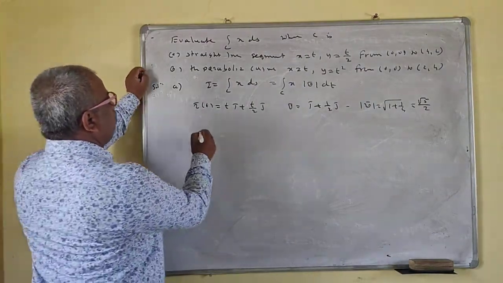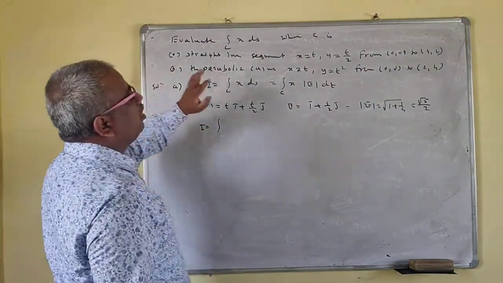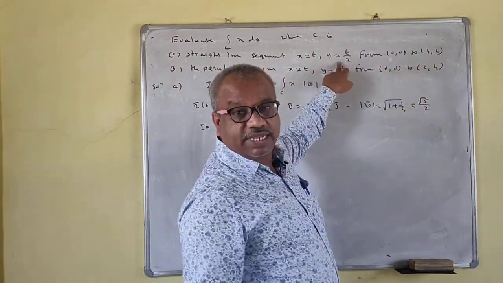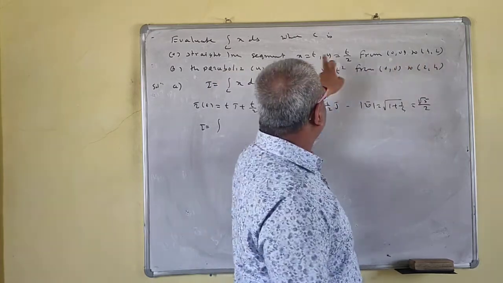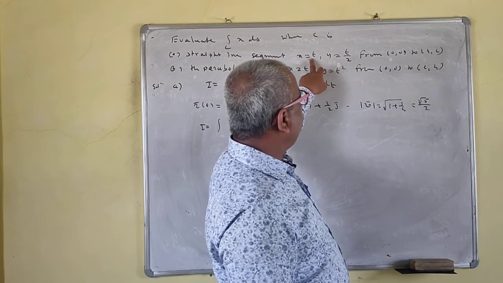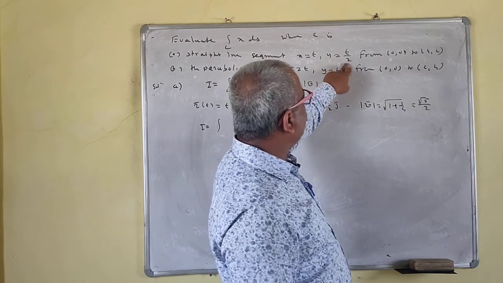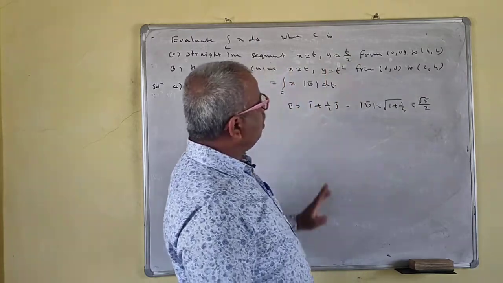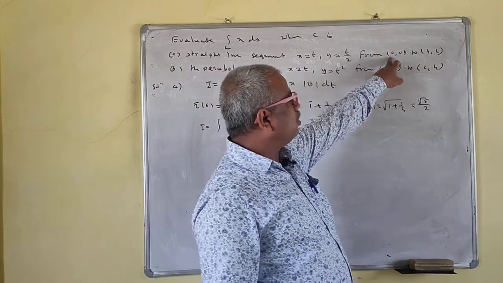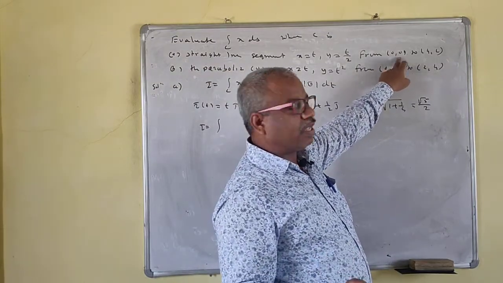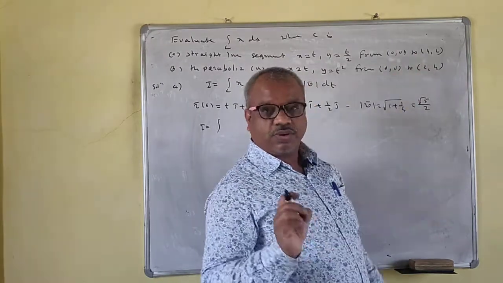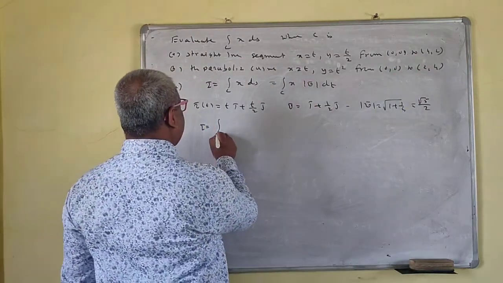Therefore I is equal to, what is the C? If you put x is equal to 0, y is equal to 0, you get t is equal to 0. If you put x is equal to 4 here, your t is 4. And if you put y is equal to 2, your t is 1 now. So at 0,0 your t is 0, at (4,2) your t is 1. So this limit is 0 to 1.